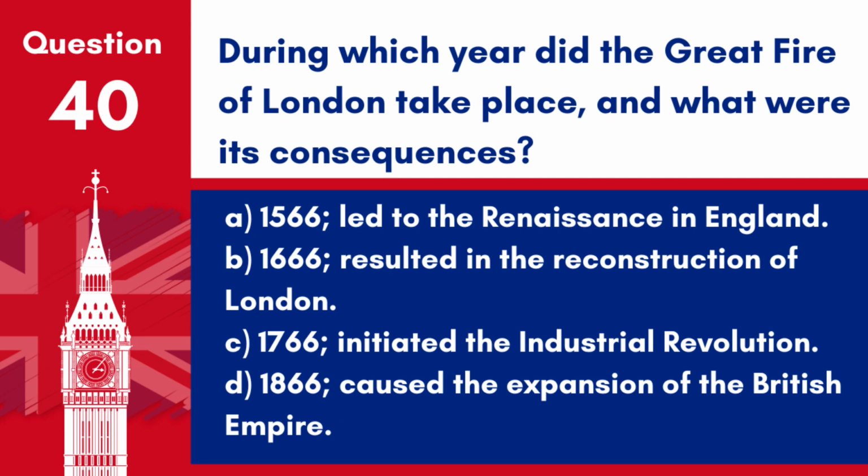Question 40. During which year did the Great Fire of London take place, and what were its consequences? A. 1566, led to the Renaissance in England. B. 1666, resulted in the reconstruction of London. C. 1766, initiated the Industrial Revolution. D. 1866, caused the expansion of the British Empire. Answer: B. The Great Fire of London in 1666 destroyed much of the medieval city, leading to its subsequent reconstruction with improved building methods and urban planning.